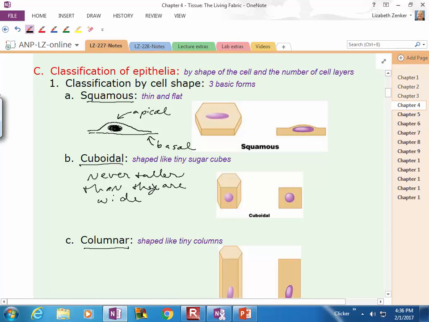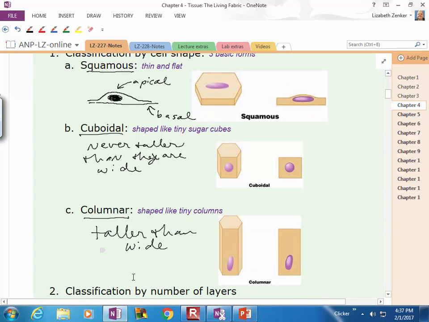Which makes sense. If you have a perfect square, it's equal, right? And to me, they look like poofy square balloons, basically. Okay. Columnar makes sense. They're going to be taller than they are wide. And if you look at them, they're column shaped. They're kind of a long rectangle, right?